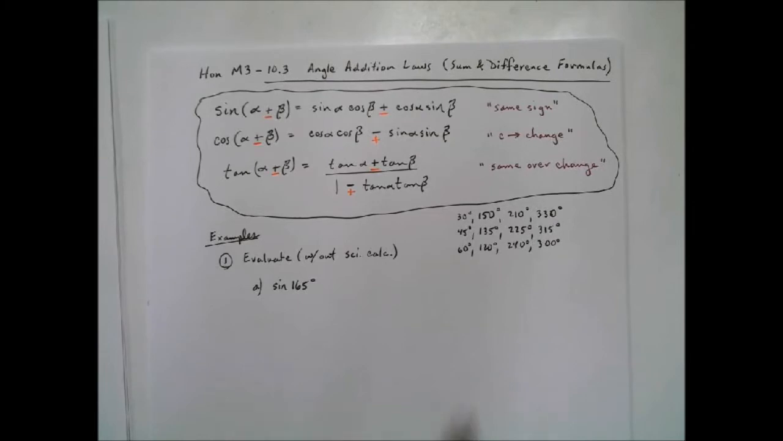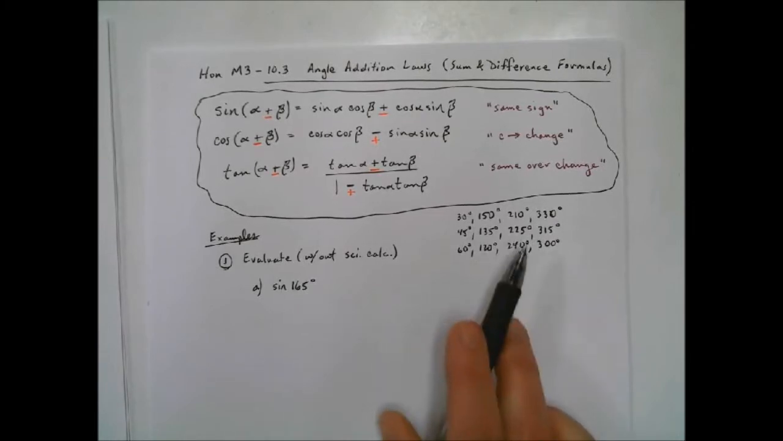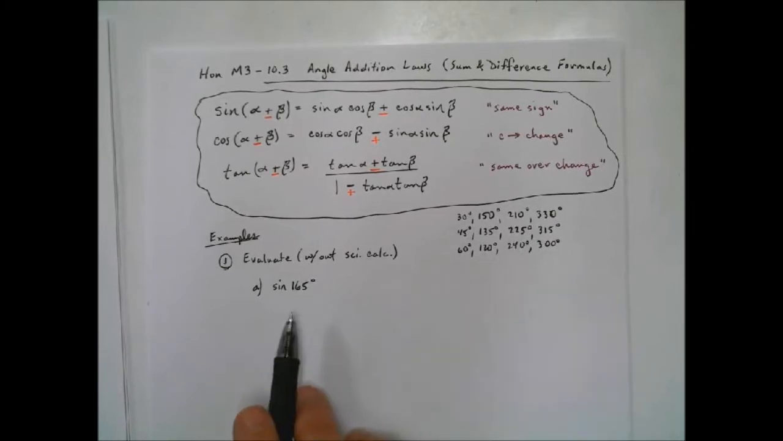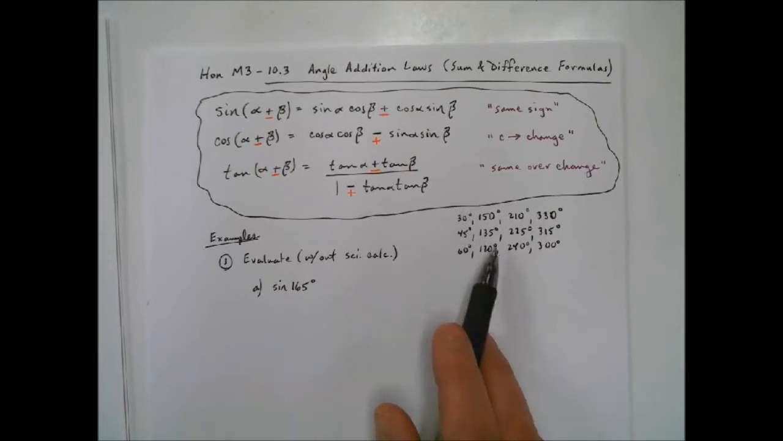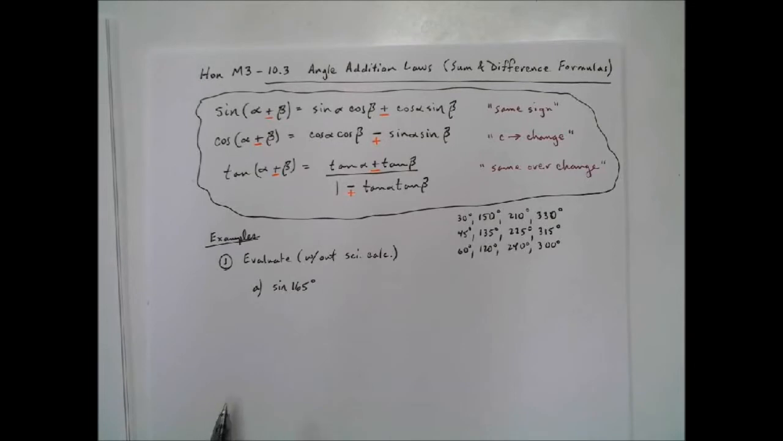Because we're going to be using combinations of those to come up with a sum or a difference that gives us the angle that we're trying to evaluate. So, for example, if we're trying to do sine of 165 degrees, can we pick out two angles that we could do a sum or a difference? And it works either way.